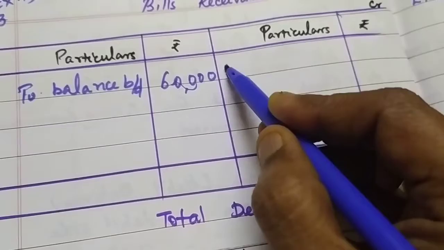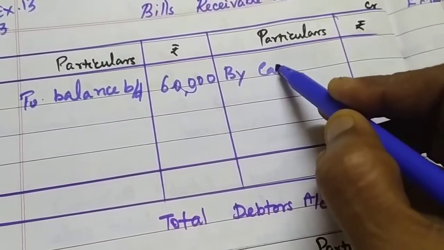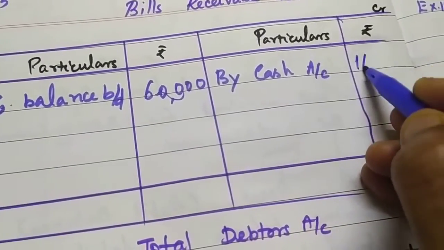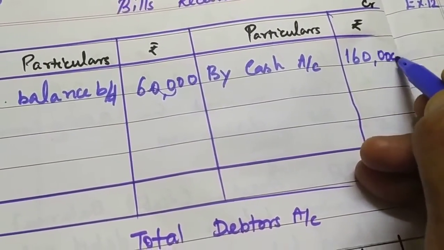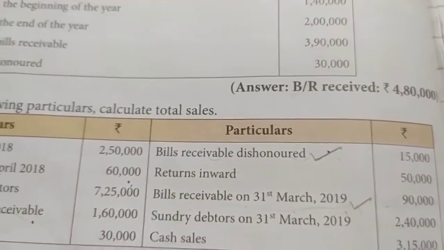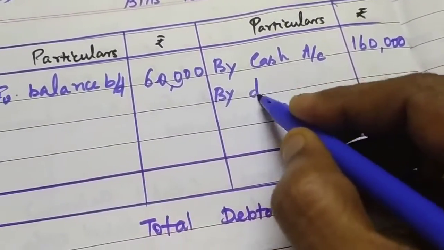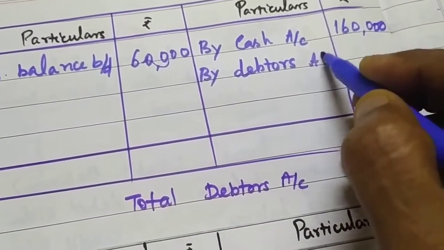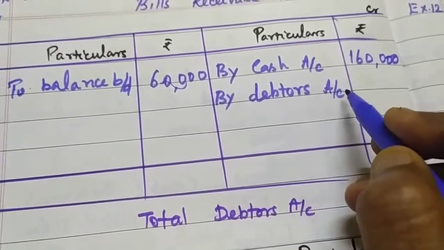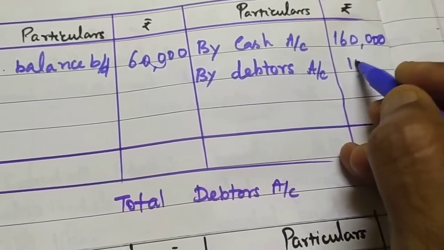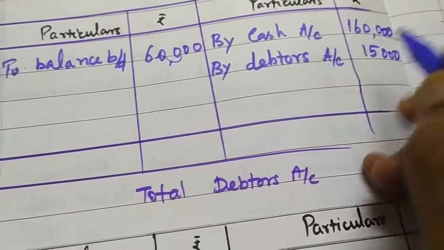So on the credit side, I am writing by cash account, 1,60,000. 1,60,000 is written. And then next one, bills receivable dishonored. We know that dishonored also will come in the credit side. So I am writing dishonored as by debtors. If cash is received, we are writing by cash. If cash is not received, debtors are again responsible to pay the amount. So we are writing by debtors, and this amount is 15,000. So 15,000 I have written.